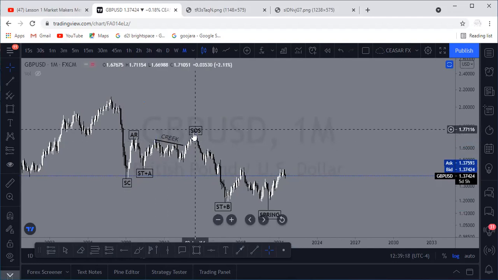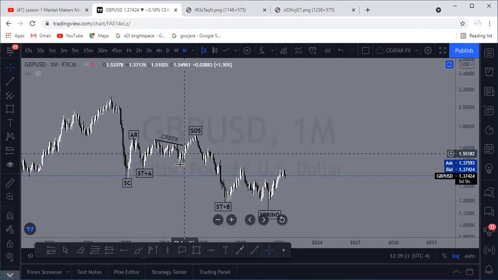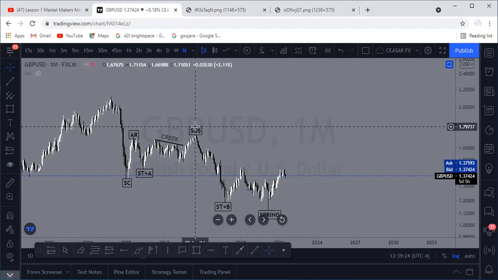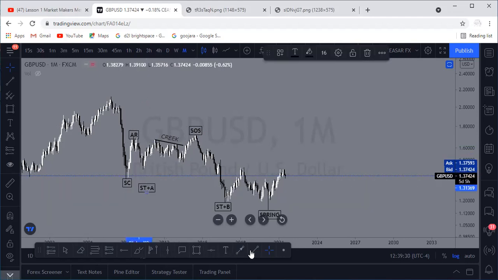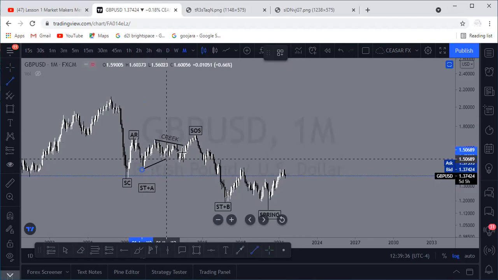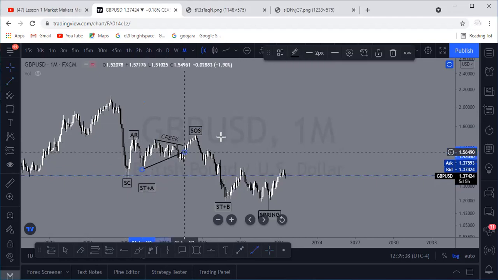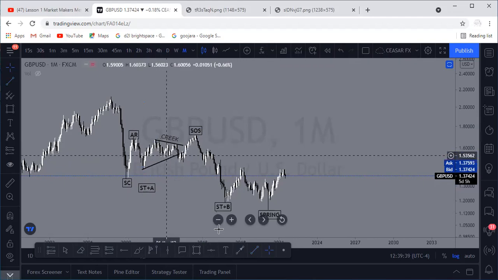This is our sign of strength, which shows us that the market is ready to push to the upside, but not now. As you can see, if I were to show you how the market makers grab liquidity around these zones, you can see that here there was this trend line. Let me try to use this pointer. There was this trend line here.